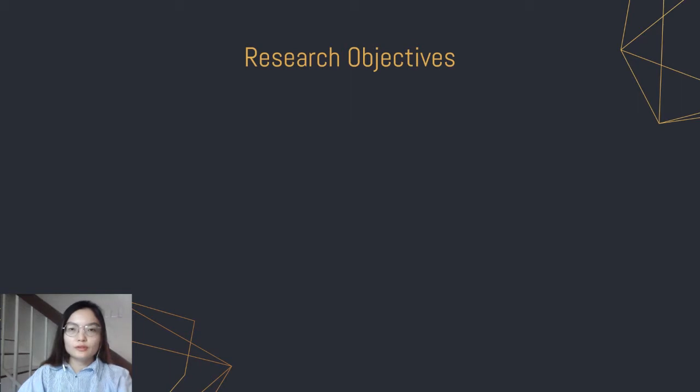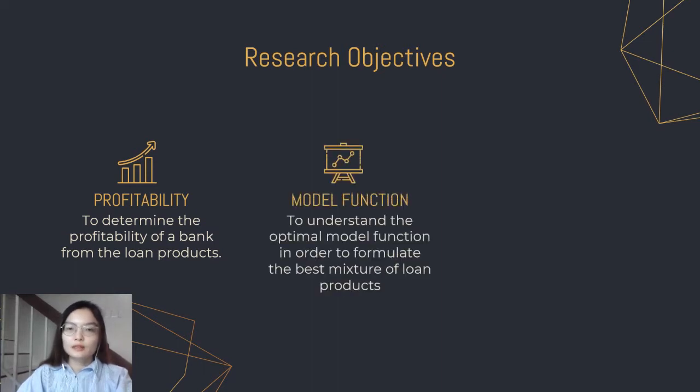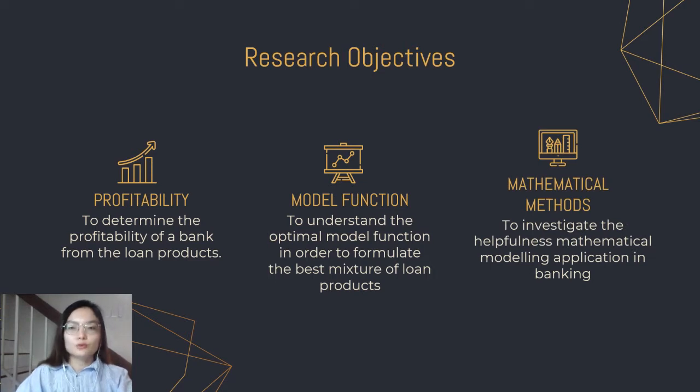There are 3 research objectives in our study. First, to determine the profitability of a bank from the loan products. Next, to understand the optimal model functions in order to formulate the best features of the loan products. Lastly, to investigate the helpfulness of mathematical model applications in banking.